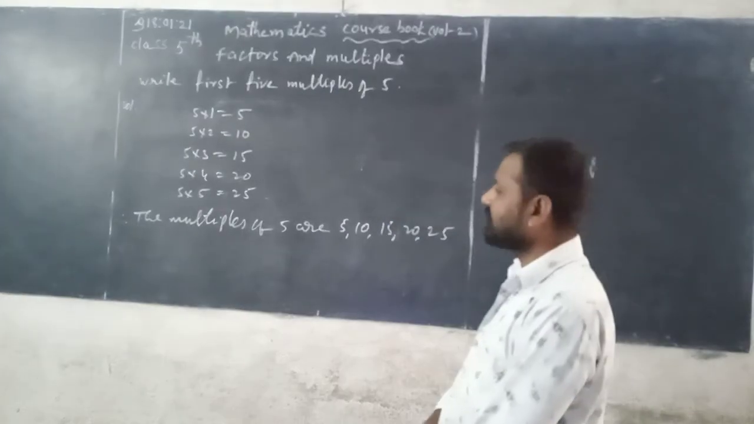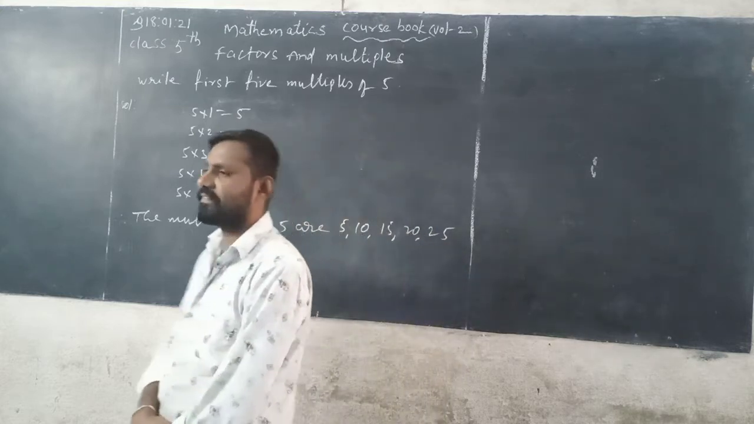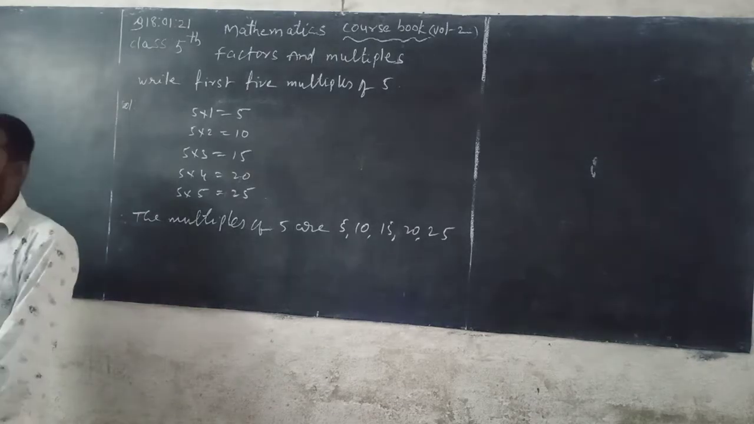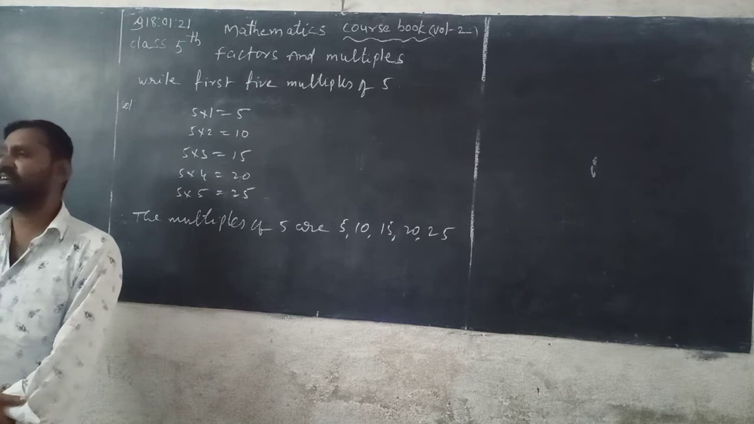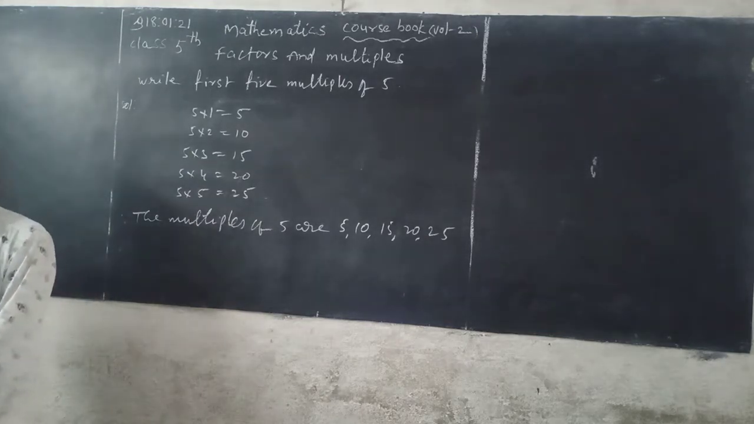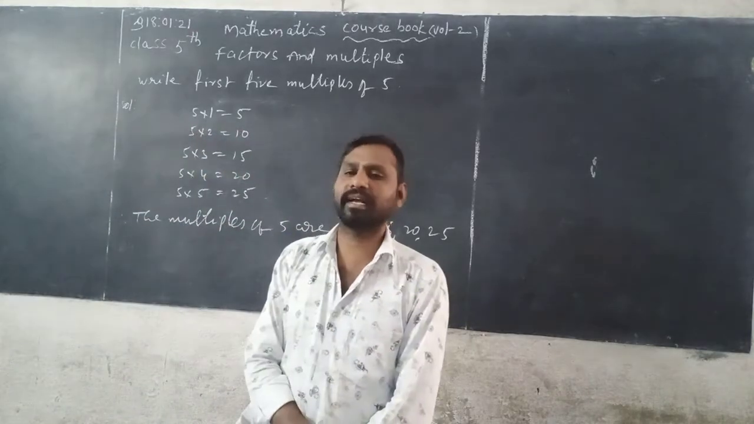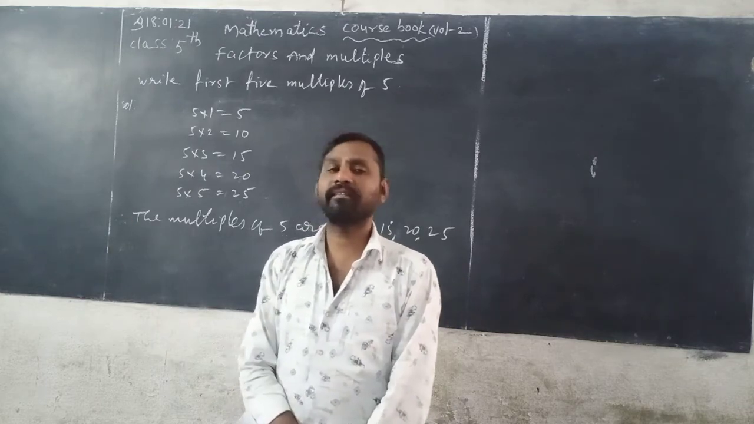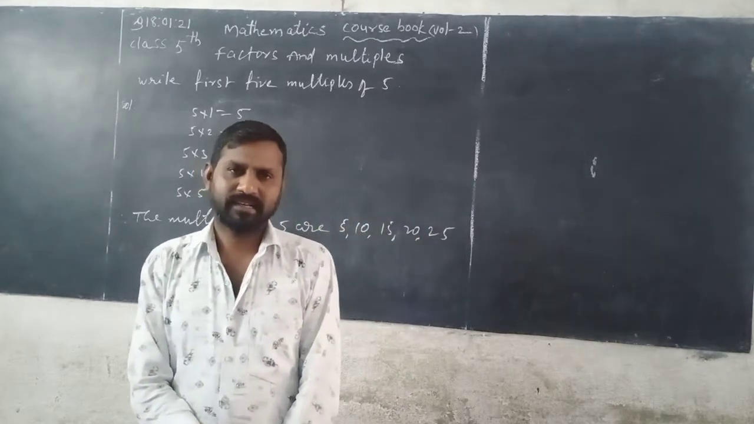5 4s are 20, 5 5s are 25, 5 6s are 30, 5 7s are 35, 5 8s are 40, 5 9s are 45, 5 10s are 50, 5 11s are 55, 5 12s are 60. Okay, 5 13s are 65, 5 14s are 70. Did you understand? 5 15s are 75, like that only. So the multiples do not end. Even now, the multiples do not end. So any number has infinite multiples.